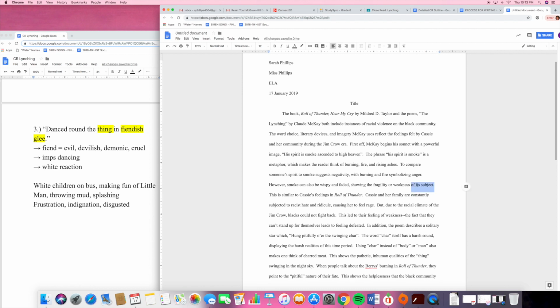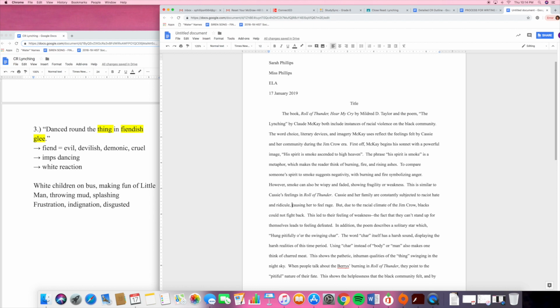What the heck does that mean? Okay, let's fix that. Showing the fragility or weakness. I want to just say showing fragility and weakness, Miss Phillips. Goodness. Why do we have to be so rando? Okay, that's so much better. This is similar to Cassie's feelings in Roll of Thunder. Cassie and her family are constantly subjected to racist hate and ridicule, causing her to feel rage.